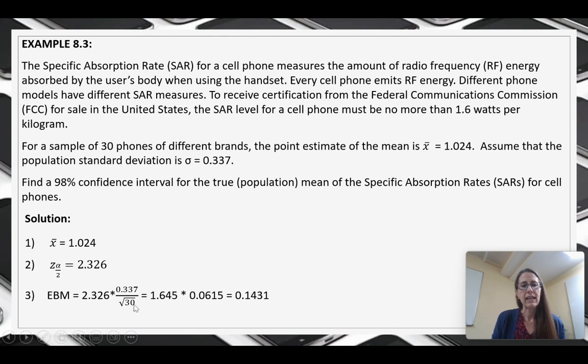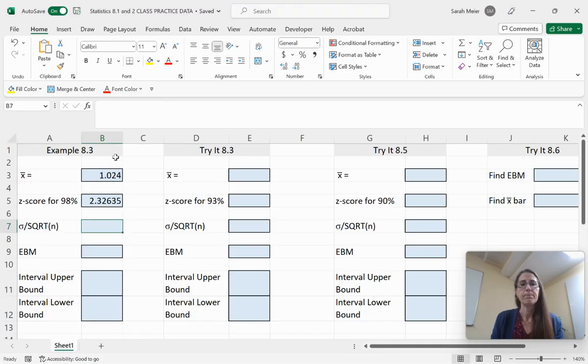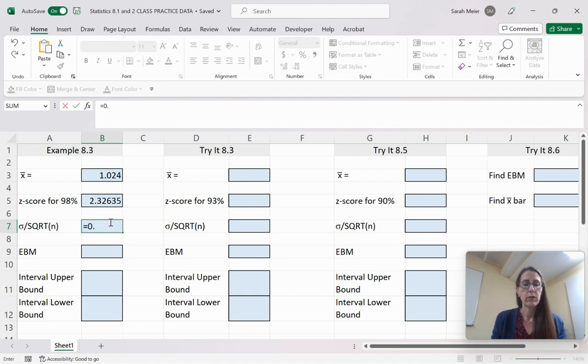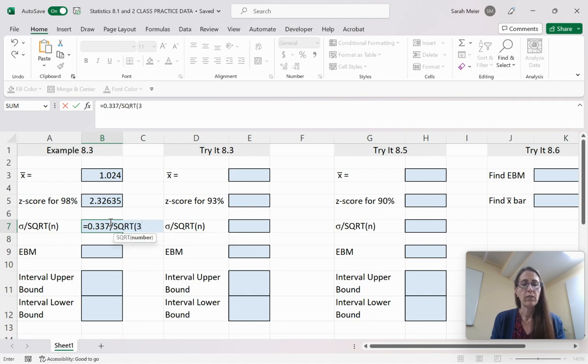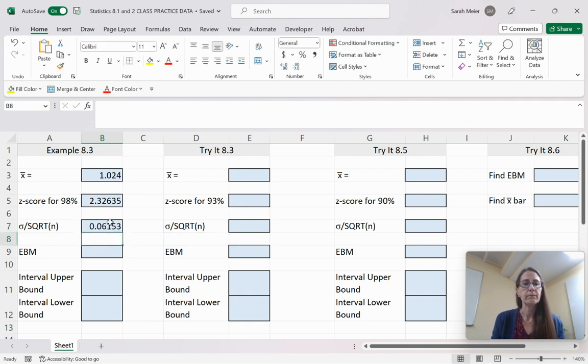So I did that. That's this piece in here. Okay, so sigma, we're told, is 0.337, and our sample size is 30. So we're going to do equals 0.337 divided by the square root of 30. So that gives us our S value.